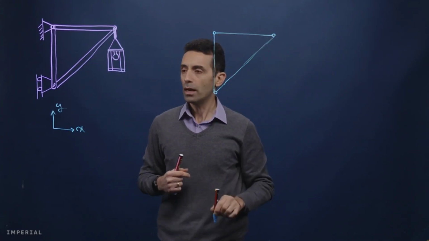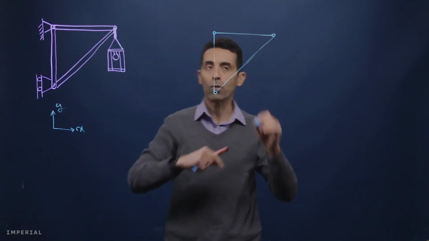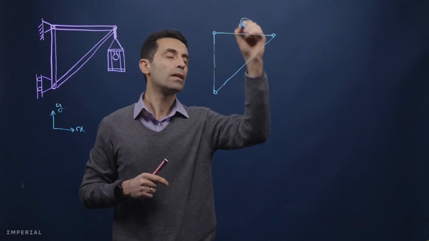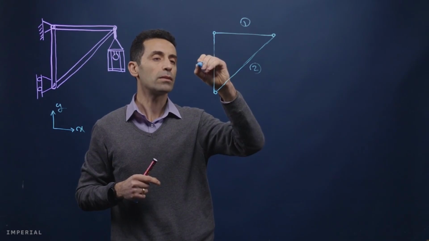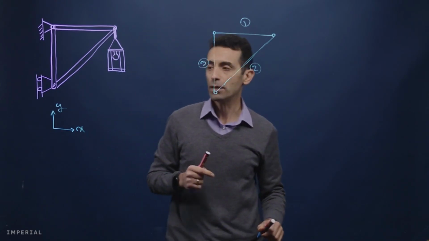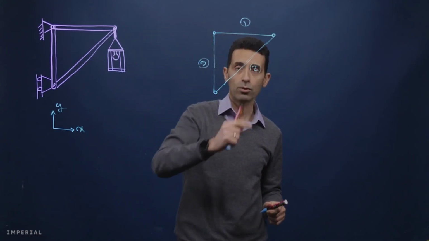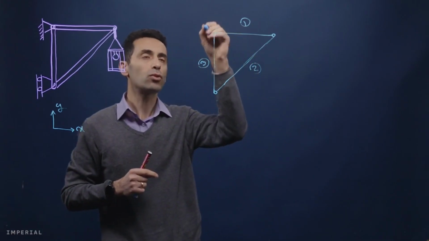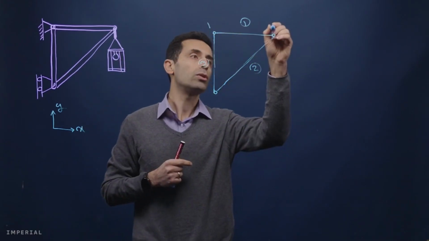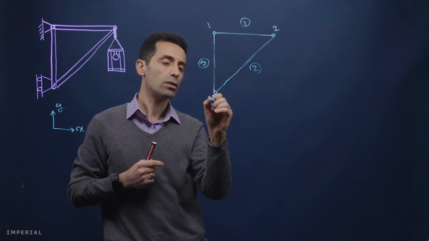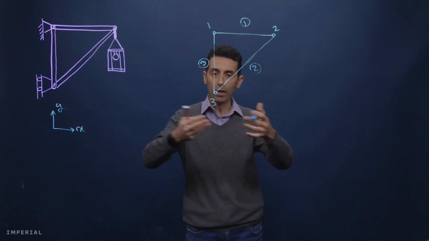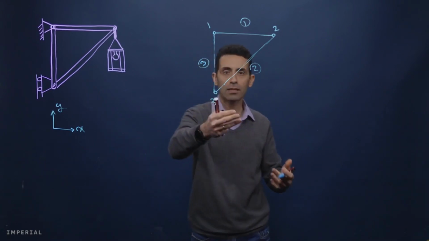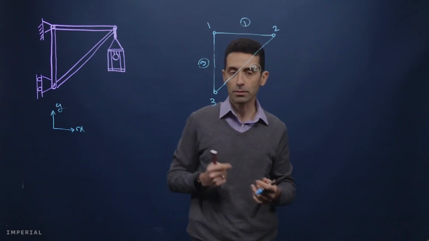Okay, so we have element number 1, element number 2, and element number 3, right? And then we can give numbers to the nodes here as well. So node number 1, node number 2, and node number 3. Okay, so now we have our finite elements model, right? This is the finite elements model of that structure.